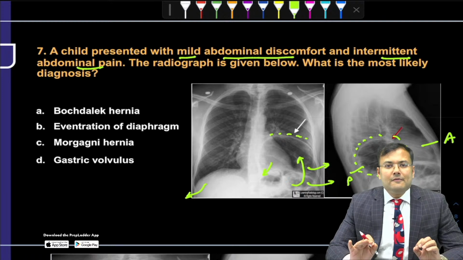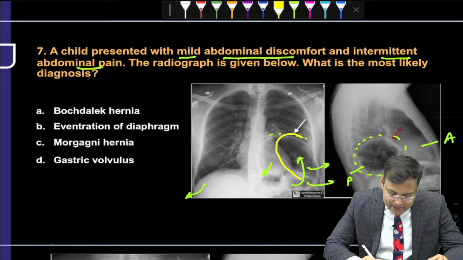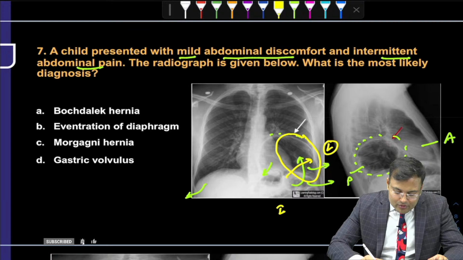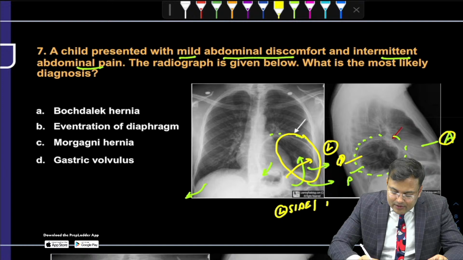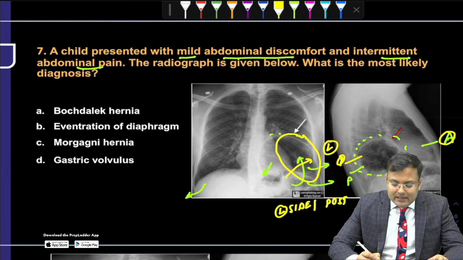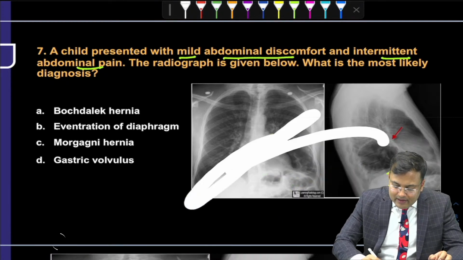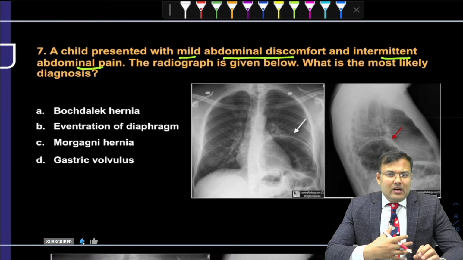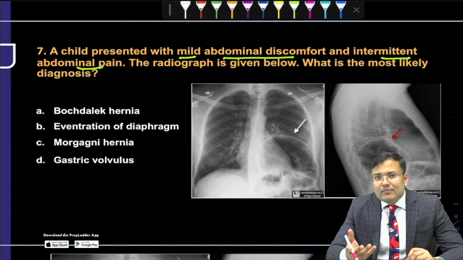Two to three questions. First, is it medial or lateral? See the location. Here it is lateral. Is it on the right side or left side? Left side. Is it anterior or posterior? The defect is posterior. So there is a left posterior lateral defect, and there is herniation of content into the thorax. Tell me, in which congenital diaphragmatic hernia is the defect located on the left posterior lateral side?